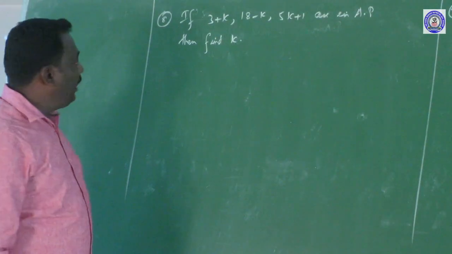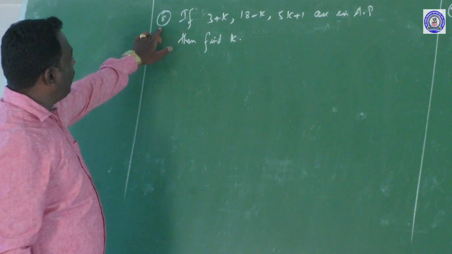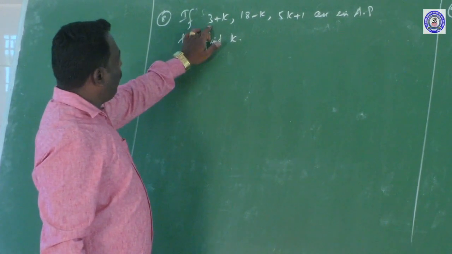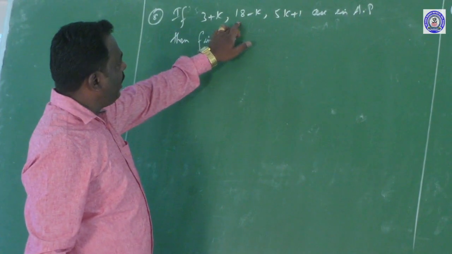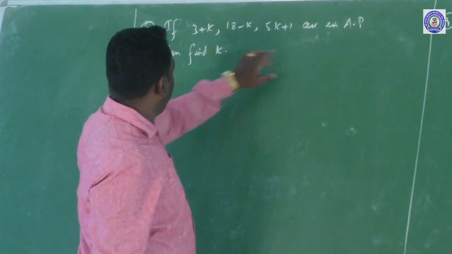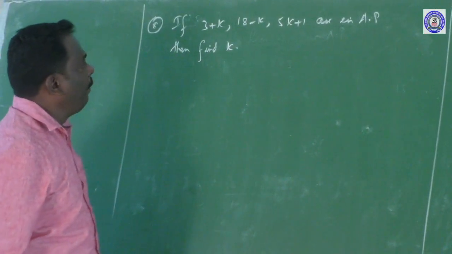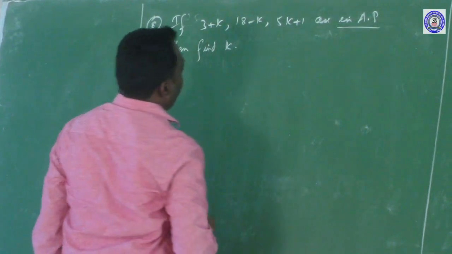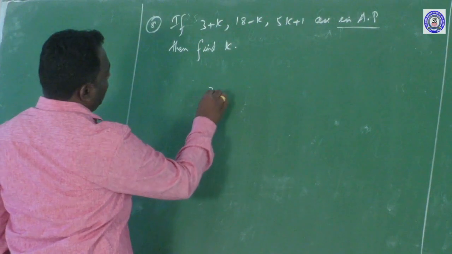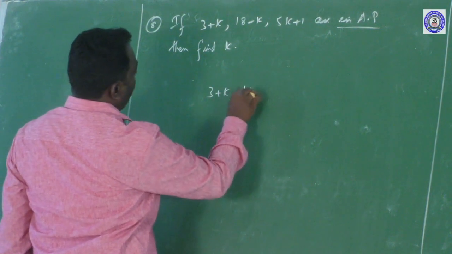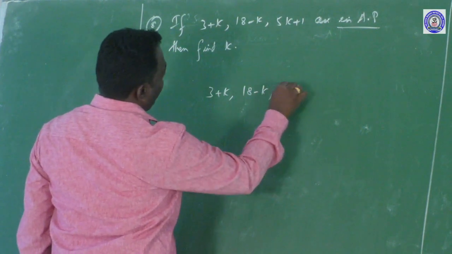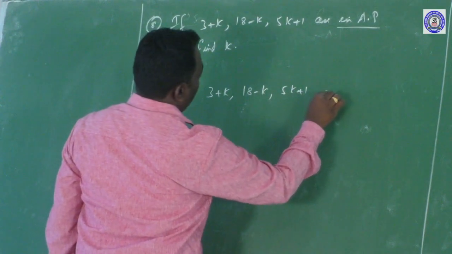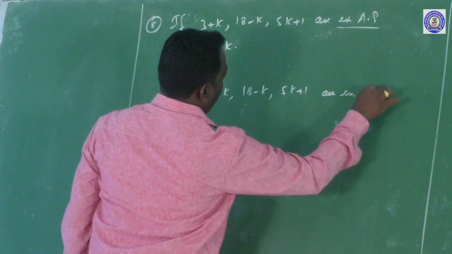Okay, next let us see the next question. Question number 8, the same exercise. If 3 plus k, 18 minus k, and 5k plus 1 are in the AP, find out k. So the three terms are given to be in the AP. Therefore the three terms 3 plus k, 18 minus k, 5k plus 1 are in AP.